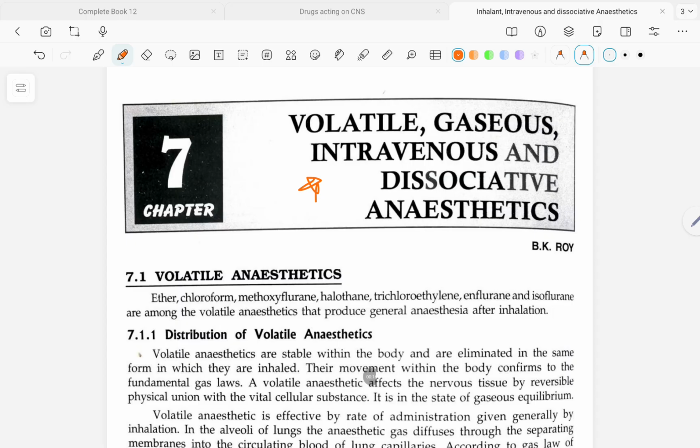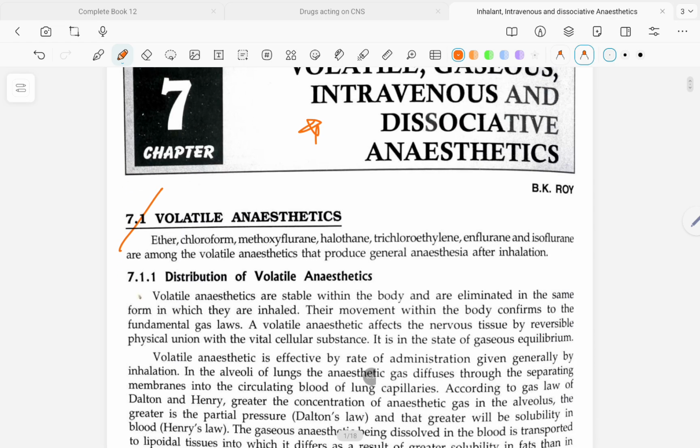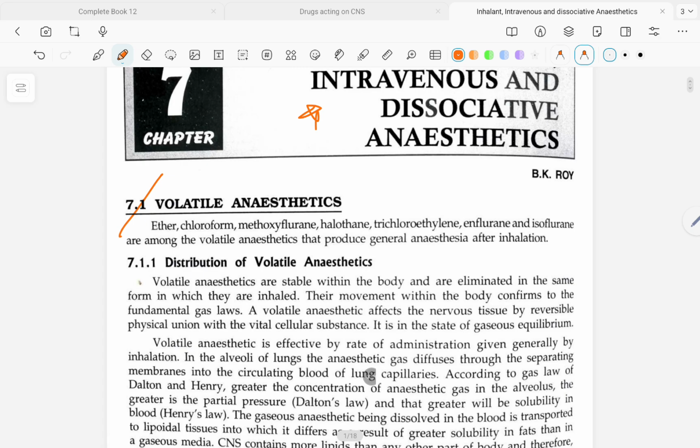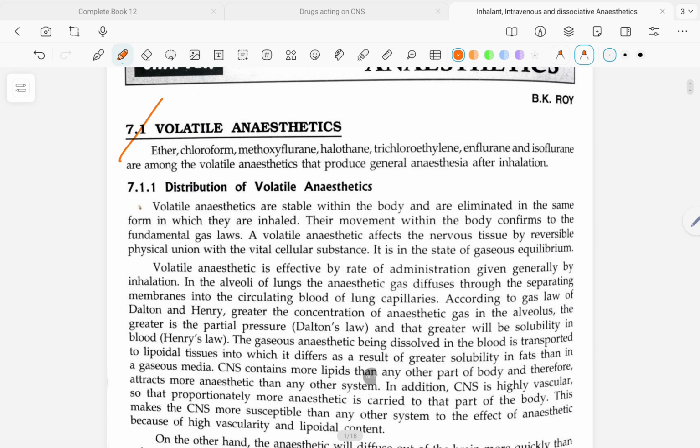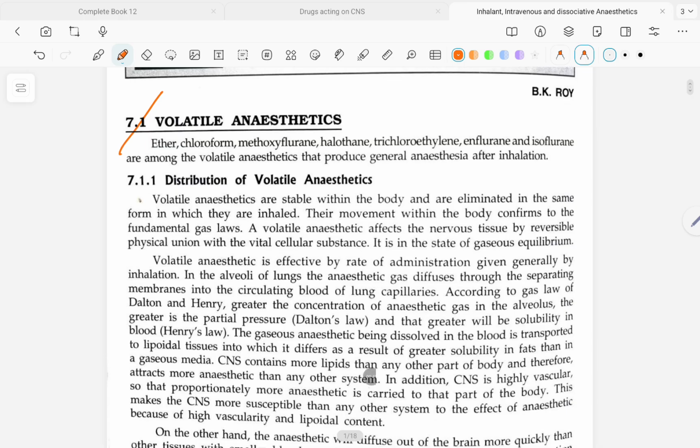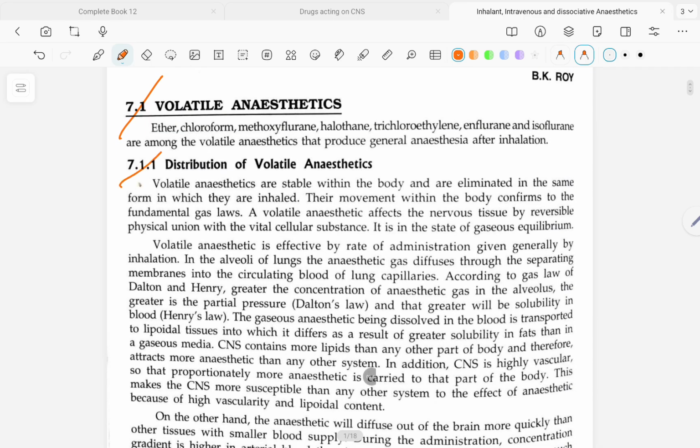Volatile, gaseous, intravenous, and dissociative anesthetics. Volatile anesthetics: ether, chloroform, methoxyflurane, halothane, trichloroethylene, fluorine and isoflurane are among the volatile anesthetics that produce general anesthesia after inhalation.